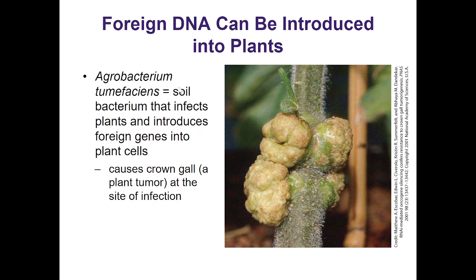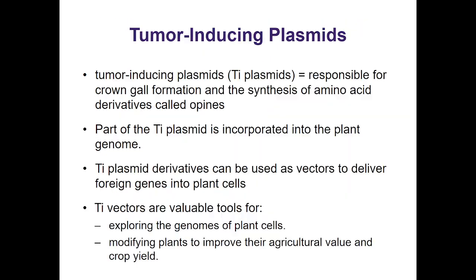The Agrobacterium tumefaciens, a soil bacterium that infects plants and introduces foreign genes into plant cells. This is going to cause things like crown gall, which is a plant tumor at the site of the infection, but it can actually introduce entirely new genes, sometimes that are picked up from other plants. For example, we've actually seen our GMO corn giving genes to other plants that are weeds next to it. And so now our herbicides don't work. Shoot. They're beating us.